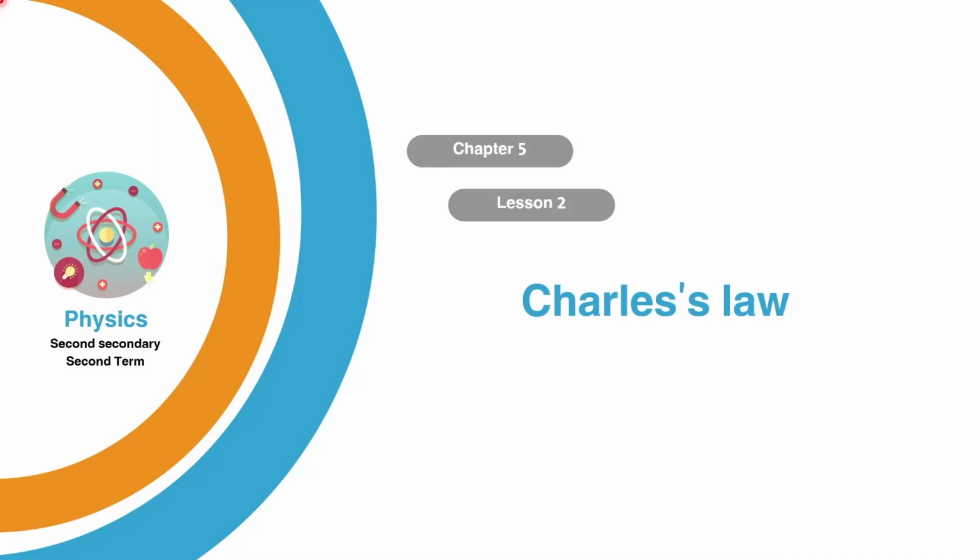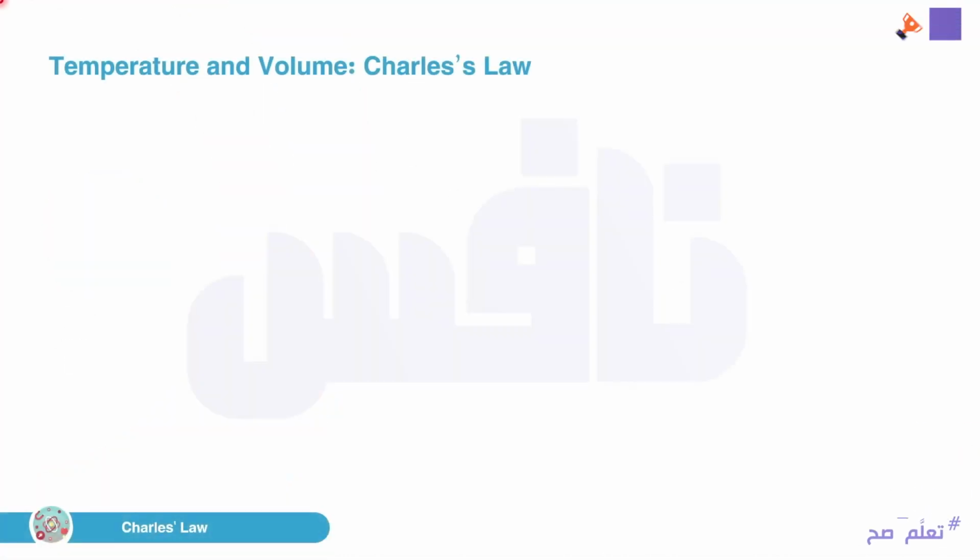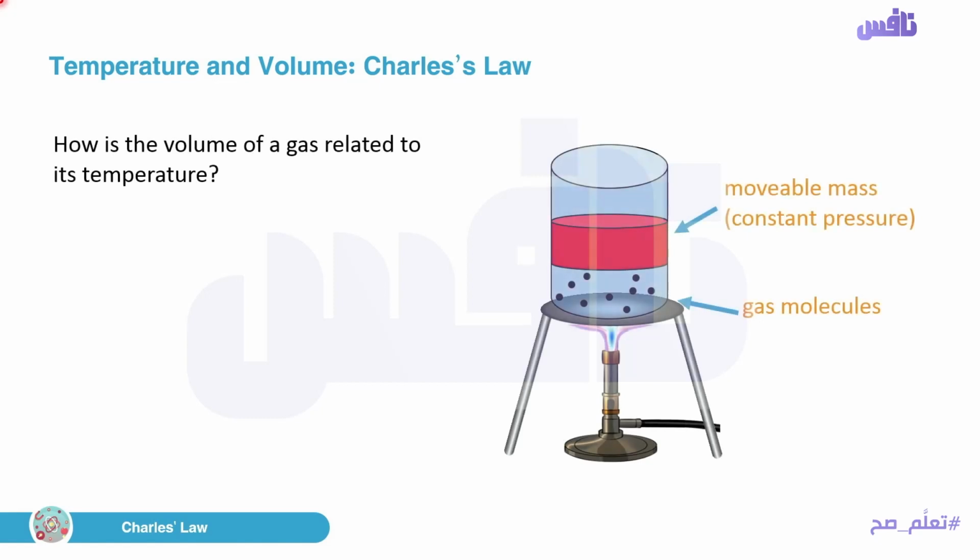Today we will talk about chapter 5, lesson 2, which is Charles' law. Let's go. Temperature and volume. Charles' law, temperature and volume. So first, how is the volume of the gas related to its temperature? As we see from the opposite figure, movable mass or constant pressure.